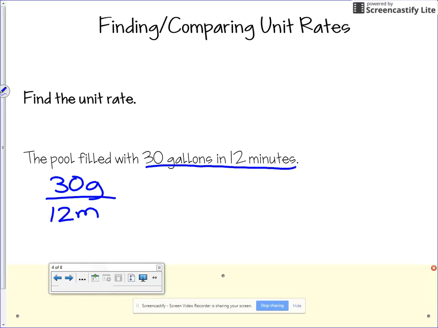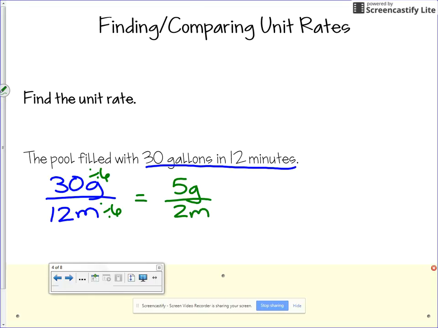I want to get it down to the unit, so I need a single minute. That unit is going to be in our denominator where we have it down to our single unit. So when I do this, I want to ask myself, what can I divide both of those numbers by? I know that I can divide them both by 6. When I divide them both by 6, I end up with 5 gallons in 2 minutes.